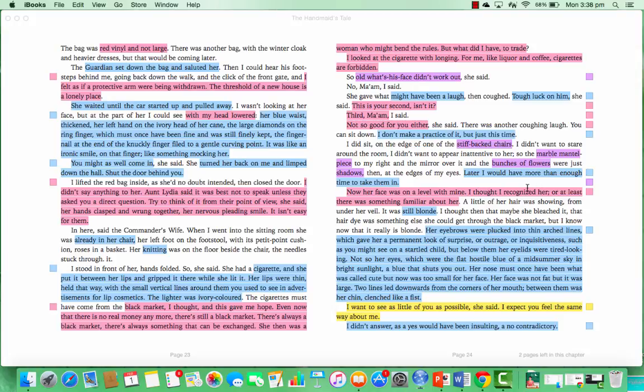"Now her face was on a level with mine. I thought I recognised her, or at least there was something familiar about her." Apart from the wife's previous individual identity that the narrator will recall, this also suggests that they connect as women in these terrible circumstances, that they are battling similar larger issues and attitudes as a group. List these now.